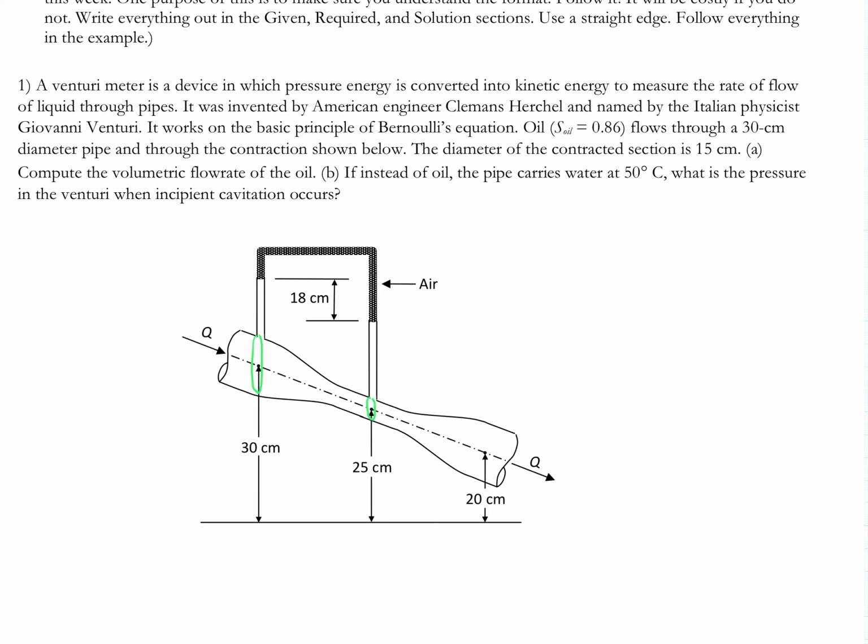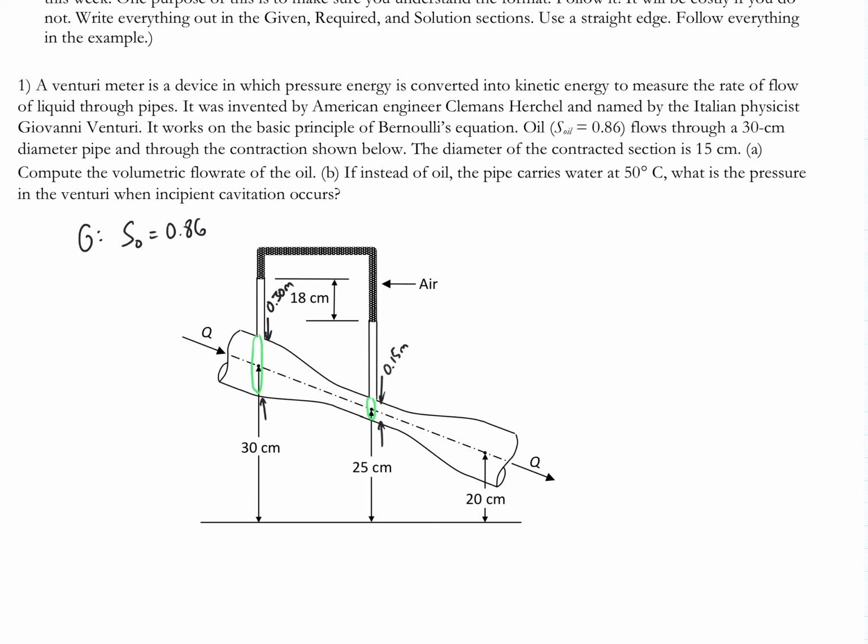So this is all just a bunch of history of the Venturi meter. What we want to know right now, so this is our givens. We've got this picture, and we've got oil. S oil equals 0.86, flows through a 30 centimeter section and through the contraction. The contraction is 15 centimeters. Clearly this is not really drawn to scale, but this is 0.30 meters, and this right here is 0.15 meters, diameters.